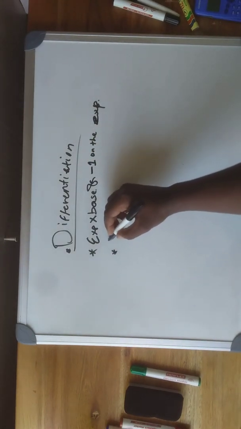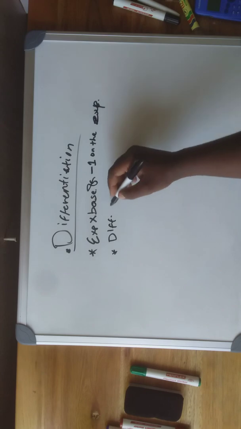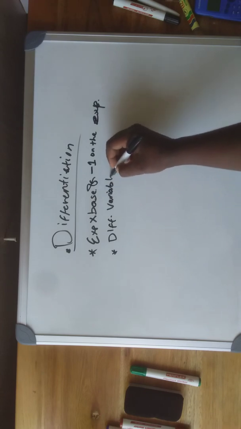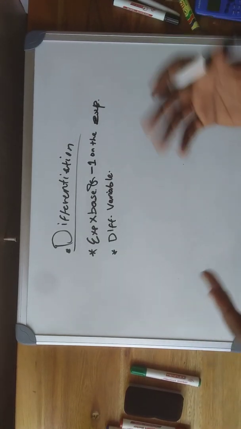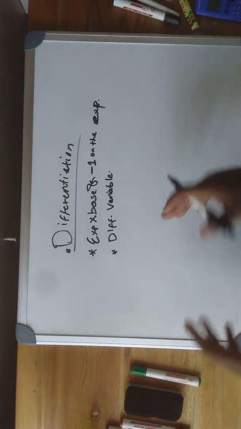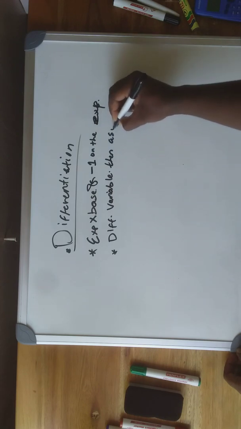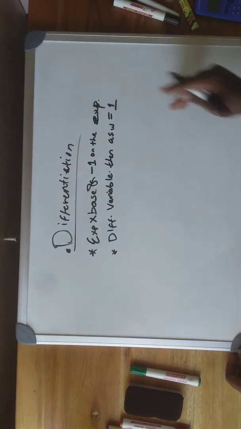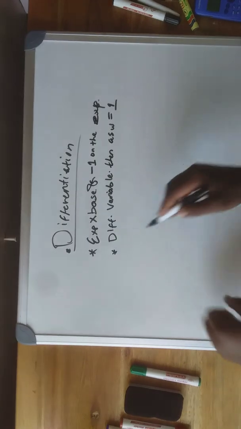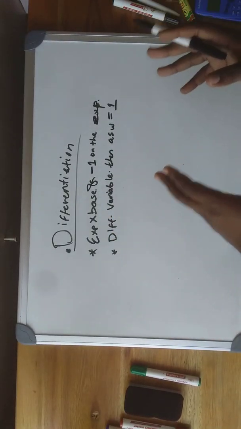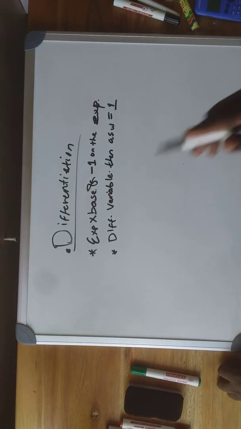And if you're differentiating just a variable, maybe x alone, it doesn't have x squared, it doesn't have 2x, it's just x, then your answer is always 1. Let me explain this quite well. The basic principle of differentiation says we must take the exponent, multiply it by the base, and then subtract 1 from the exponent. This is what it means.